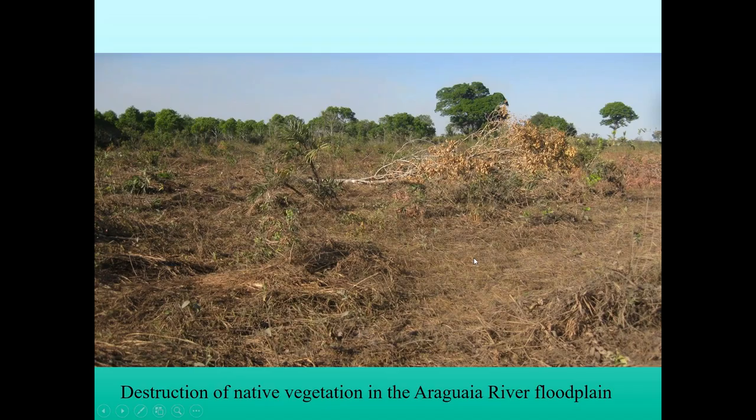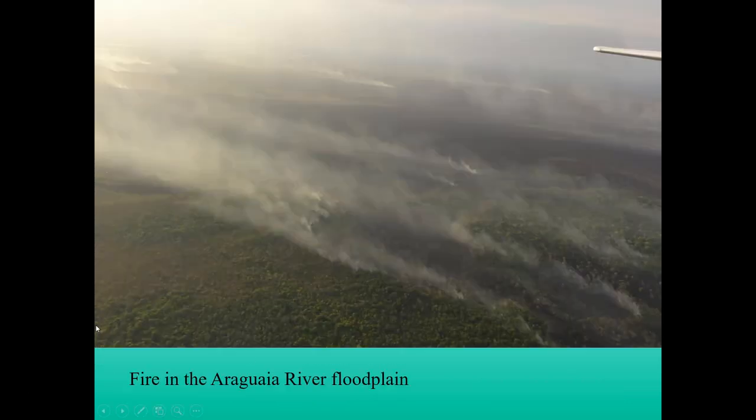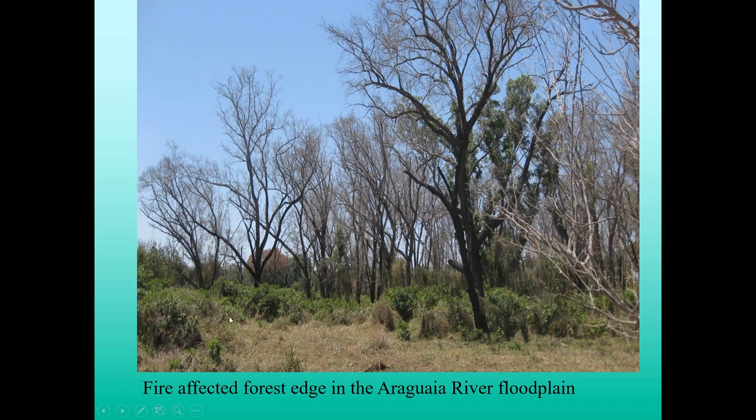Here, an example, destruction of native vegetation in the Araguaia River floodplain. And then the area is burned. If you fly over the Araguaia River floodplain, you see a lot of areas where fire is affecting the floodplain at low water period. The effect is that the fire not only hits the area where the vegetation is destroyed, it runs into forested parts, the trees are dying, and when the next fire comes, it finds a lot of fuel to burn, and then the fire is going further and further into the forested area and destroys the forest. It's a very dangerous development, because these forested macro habitats need hundreds of years to be re-established.